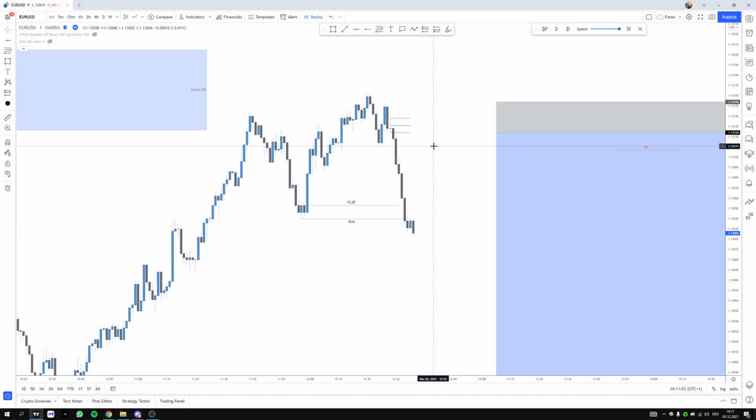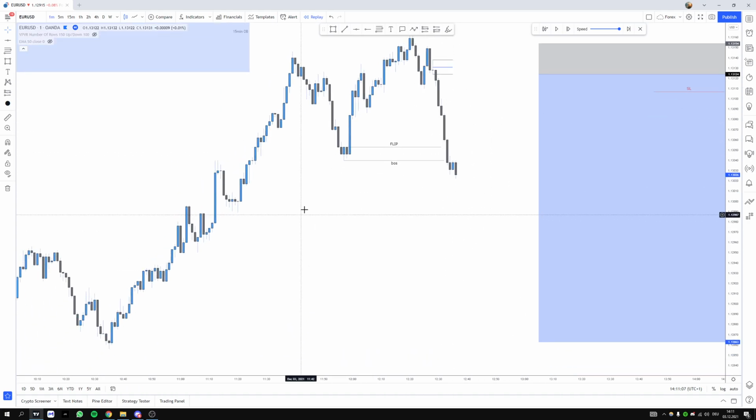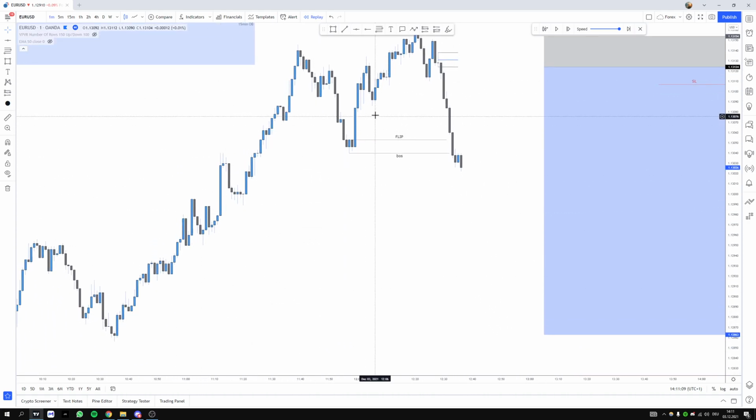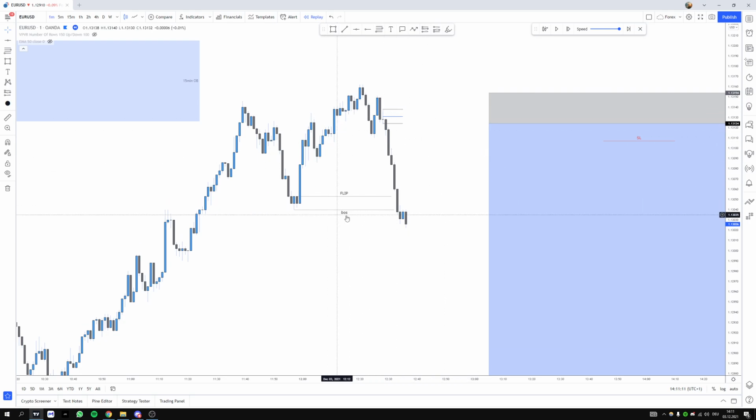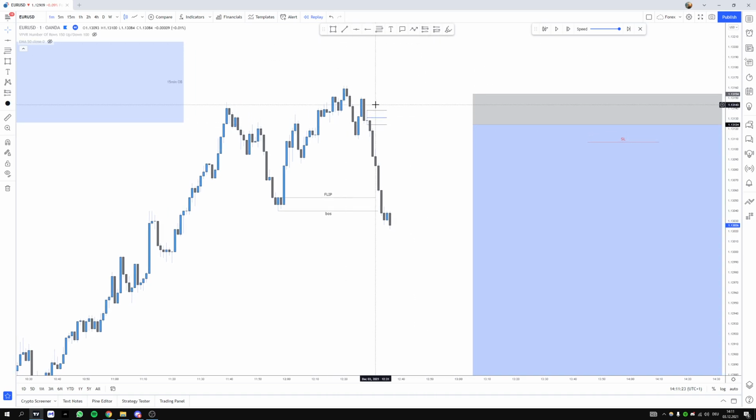Clearly we can see this got also broken, but I was looking for the break of this structure to give me a confirmation that order flow could change into the bearish side. Clearly order flow was very bullish here, and I was looking for this break to give me the confirmation for order flow to be bearish, if that makes sense. So now when I saw this, I placed my entry.